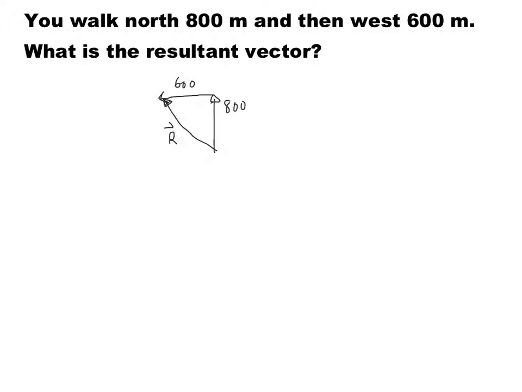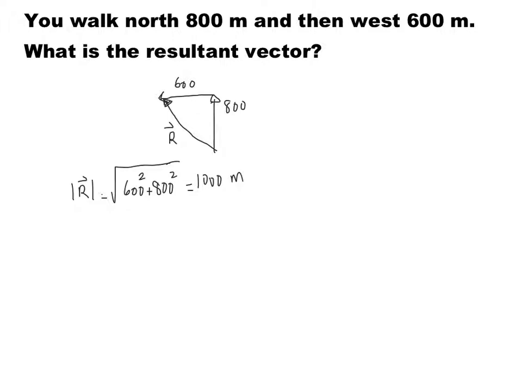Now, to find the magnitude of the vector, I can use the Pythagorean theorem, and I can say that the magnitude of r is the square root of 600 squared plus 800 squared, which is going to be equal to 1000 meters.